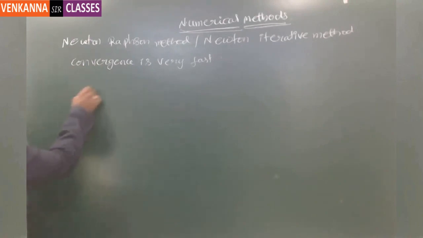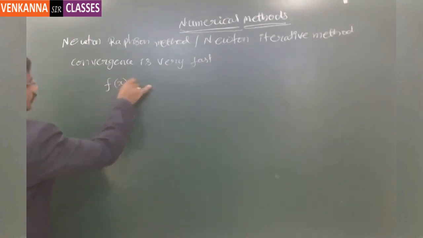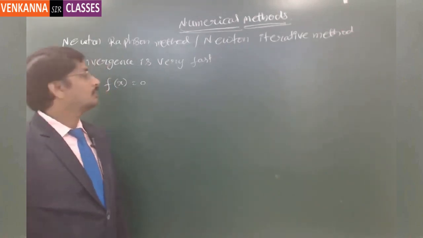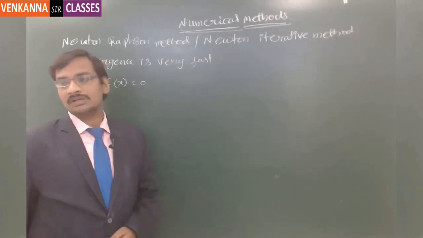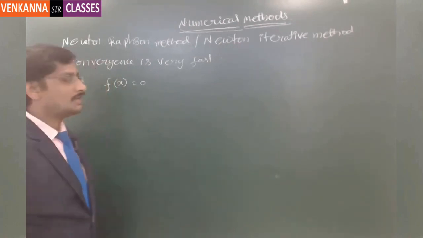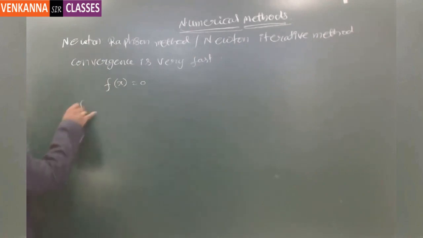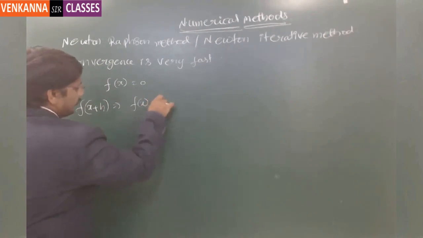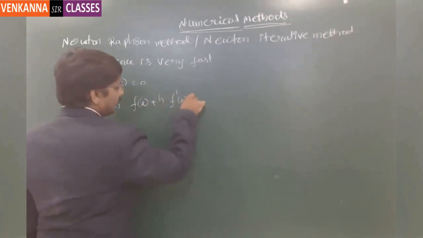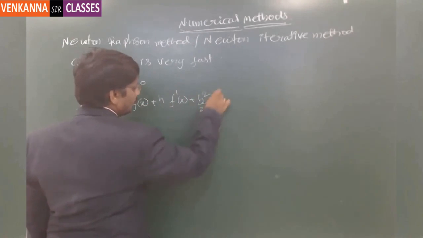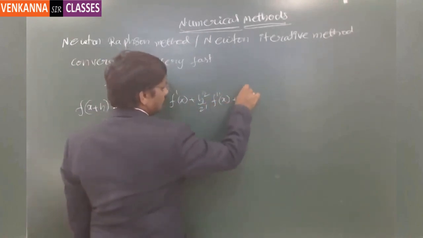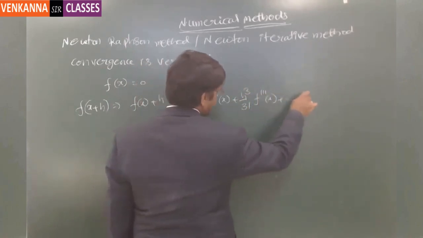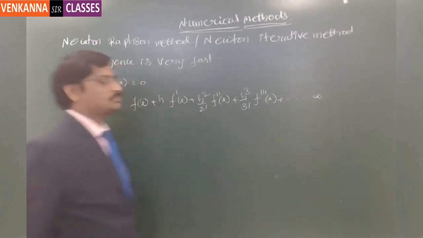So suppose the function f of x is equal to 0, and for this we want to identify the solution. Now the origin of this Newton-Raphson method comes from the Taylor's expansion. So the Taylor's expansion says f of x plus h is equal to f of x plus h into f dash of x plus h square by 2 factorial into f double dash of x plus h cube by 3 factorial into f triple dash of x plus and so on up to infinity. So this is the Taylor's expansion.